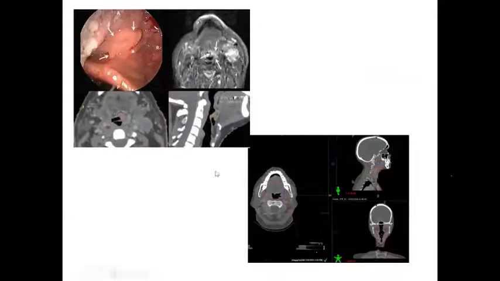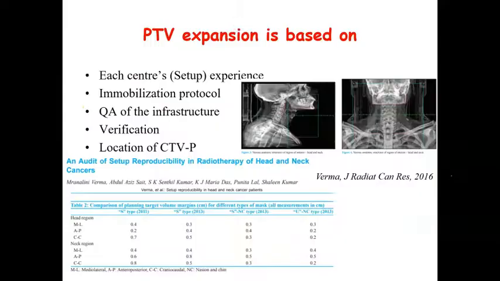This is just by way of example. I don't know if you can see a small base tongue tumor and how small your geometric expansion can be, beyond which you give a PTV. And this is how large your anatomical expansion can appear to be. This is what we practice incidentally, and I'll come on to the reason why. A bit about PTV expansion.